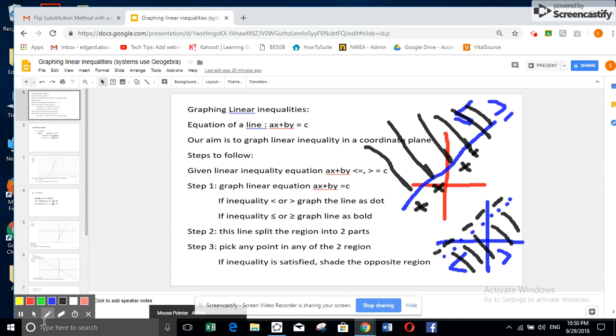We're going to understand it by taking an example. And as I told you, my way is to shade the wrong region. In most of the books, it is the opposite. We're going to see what I mean when we start the system.